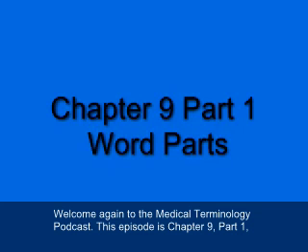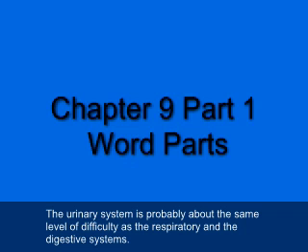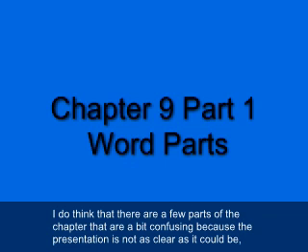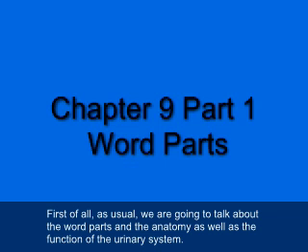This episode is Chapter 9, Part 1, Word Parts and Anatomy pertaining to the urinary system. The urinary system is probably about the same level of difficulty as the respiratory and the digestive systems. I do think that there's a few parts of the chapter that are a bit confusing because the presentation is not as clear as it could be, and so I'm going to do my best to straighten that out for you. But first of all, we're going to talk about, as usual, the word parts and the anatomy, as well as the function of the urinary system.